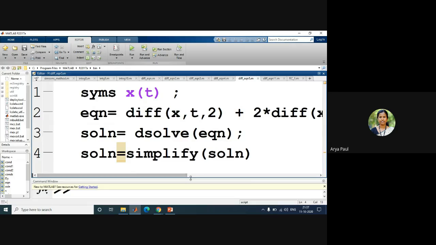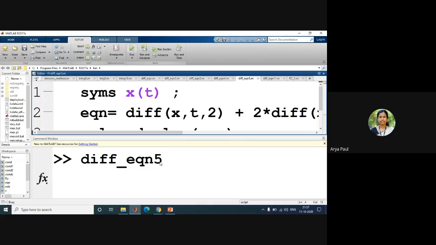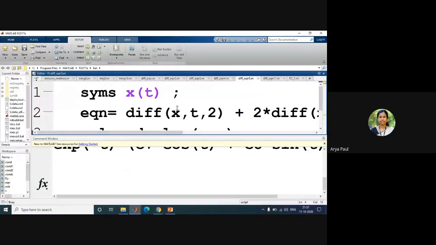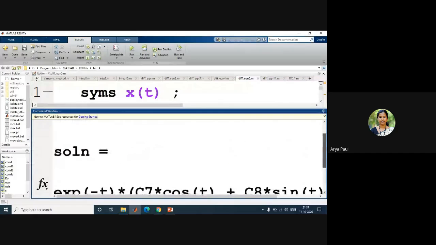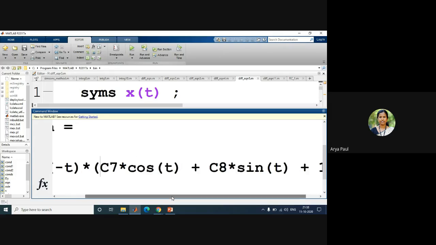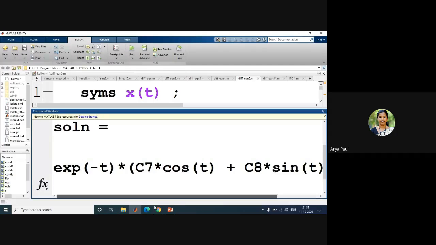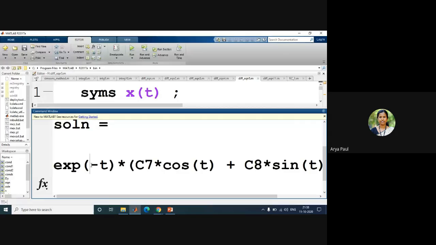Let me check what happens. See here, some constant terms are there. The solution is e raised to minus t into C7 into cos t. C7 is actually a constant. This is a general solution because we have not specified the initial condition. C8 is another constant. So the complete solution is the whole of C7 into cos t plus C8 into sin t plus 1, into e raised to minus t. That is the general solution.